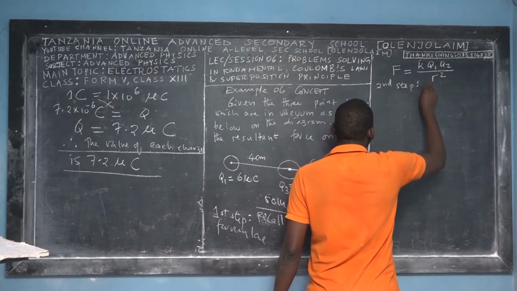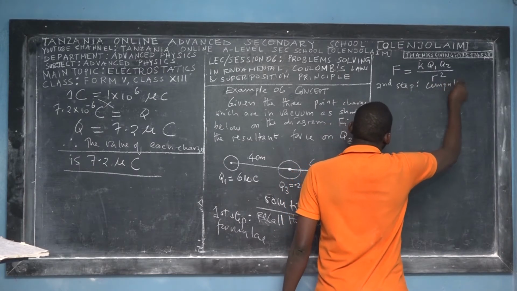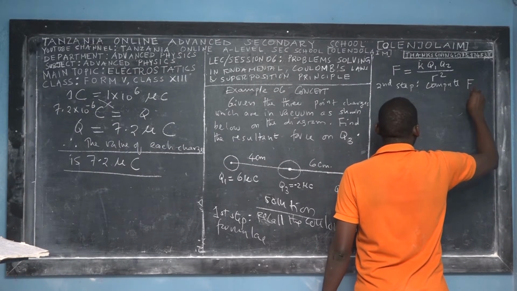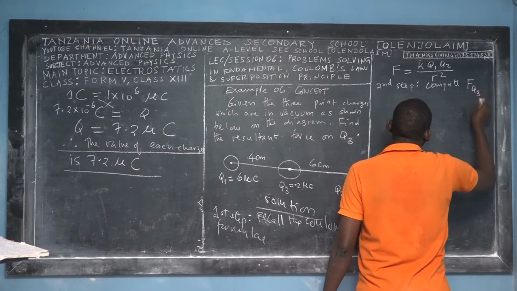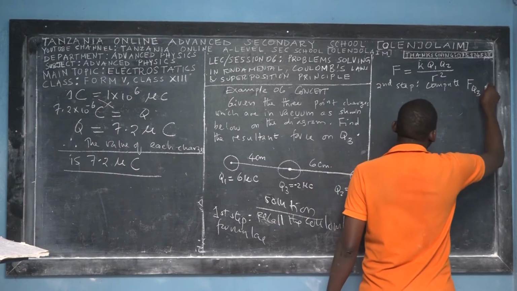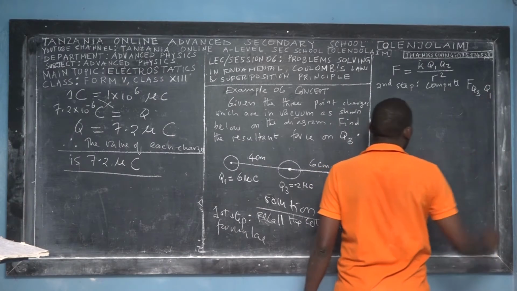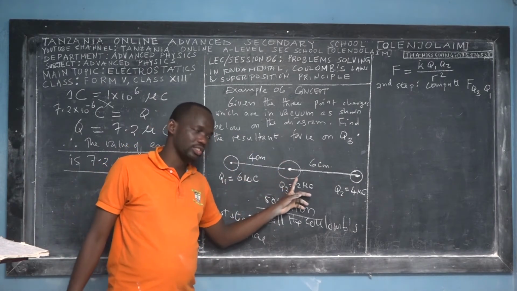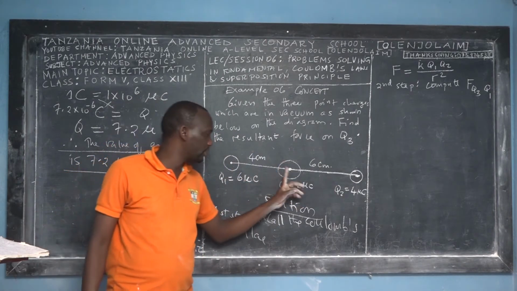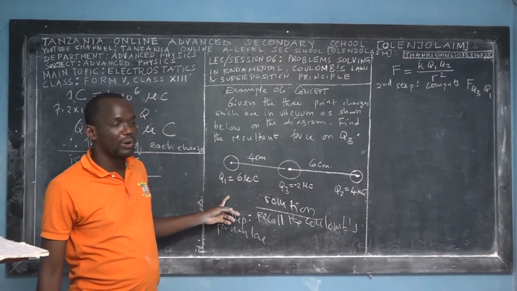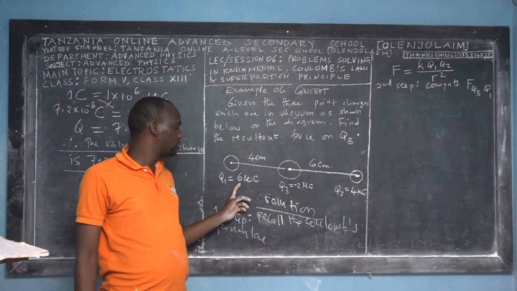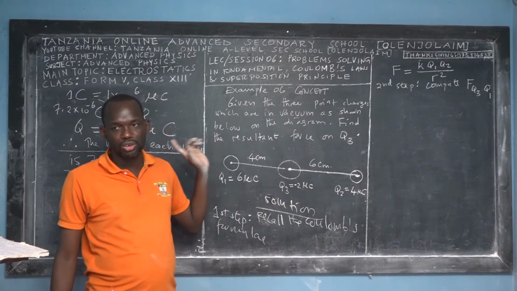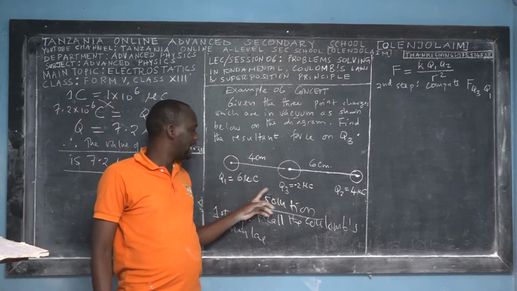You say that let us compute what? Let us compute the force of attraction acting on Q3 due to Q1. That's how we write it. The force of attraction acting upon Q3 due to what? Q1. This is positive and negative. Unlike charges attract each other. That's the fundamental law of electrostatics. So then we have negative.